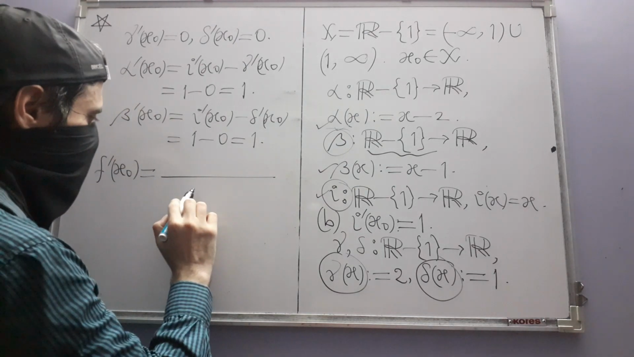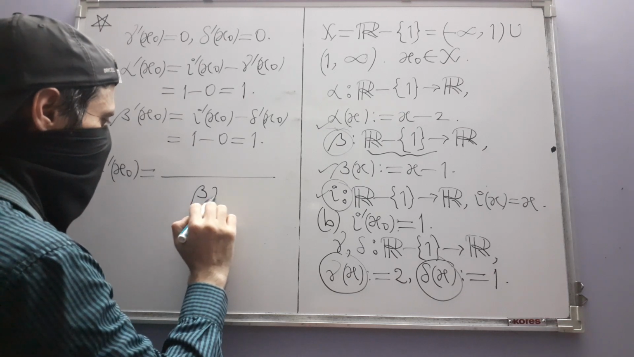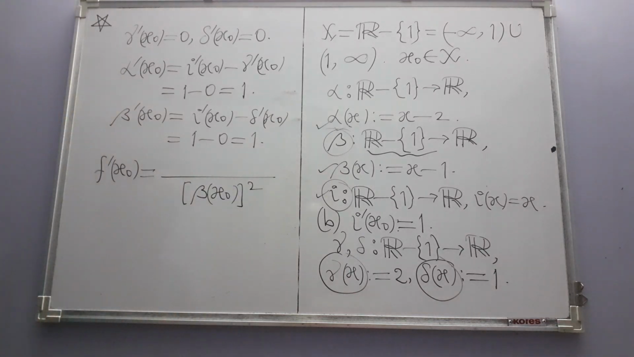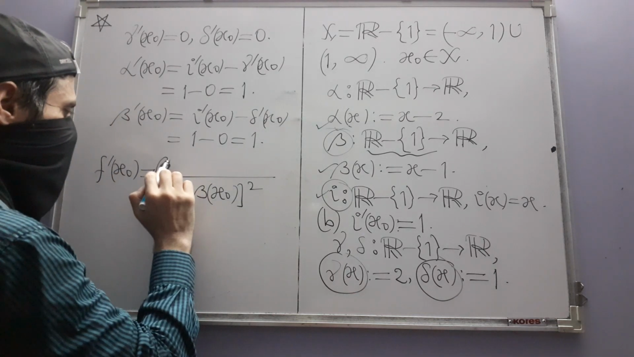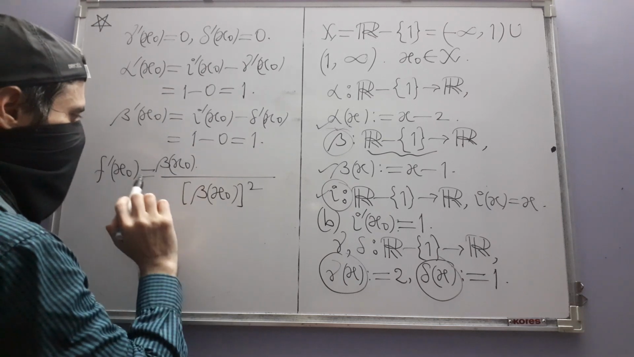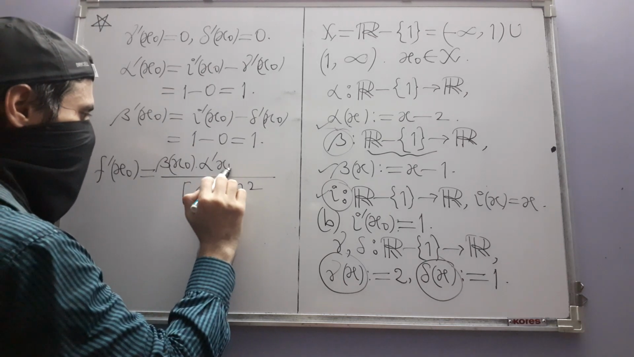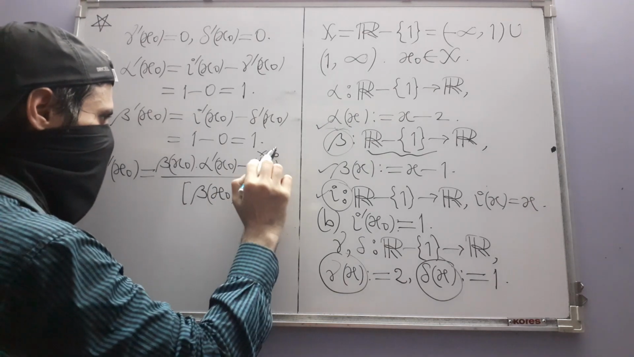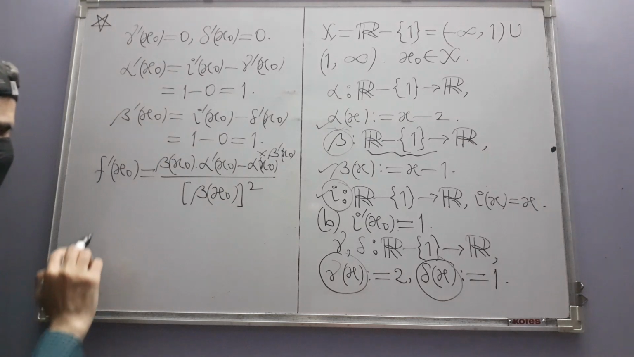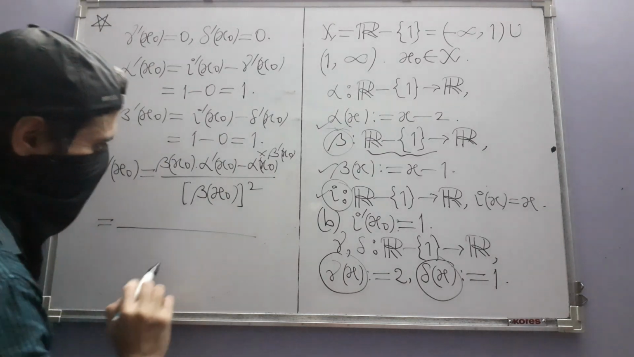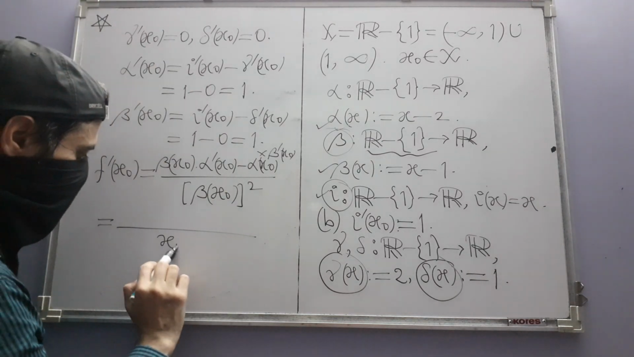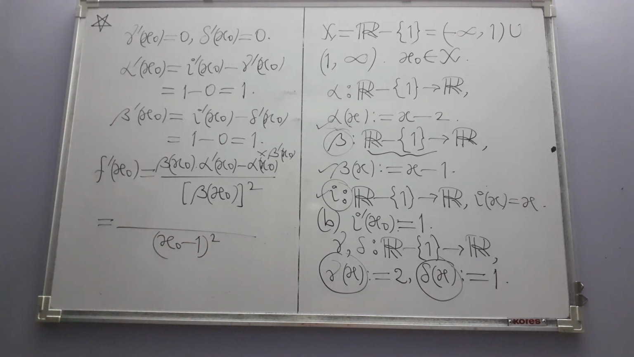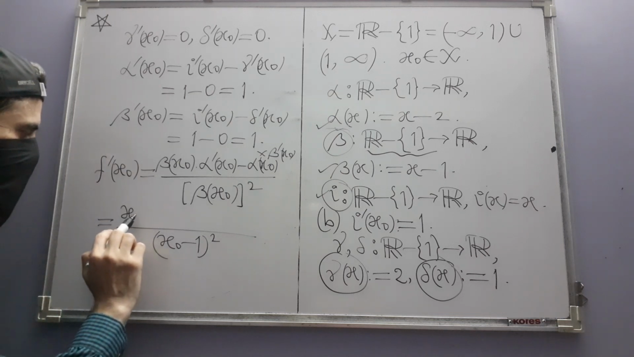And the formula for the derivative is this: beta of x naught times alpha prime x naught minus alpha of x naught times beta prime x naught. Okay. Now what is beta of x naught? It is x naught minus 1, squared. What is this here?